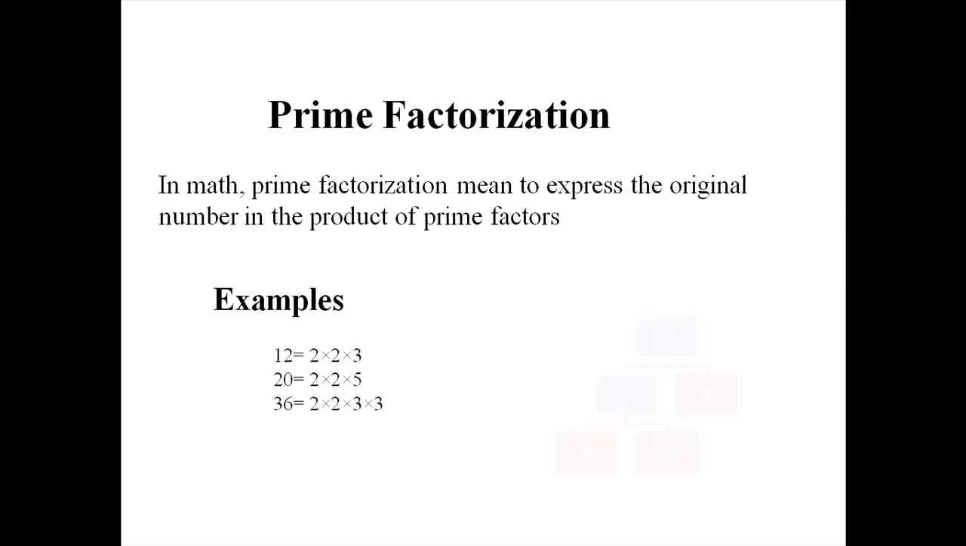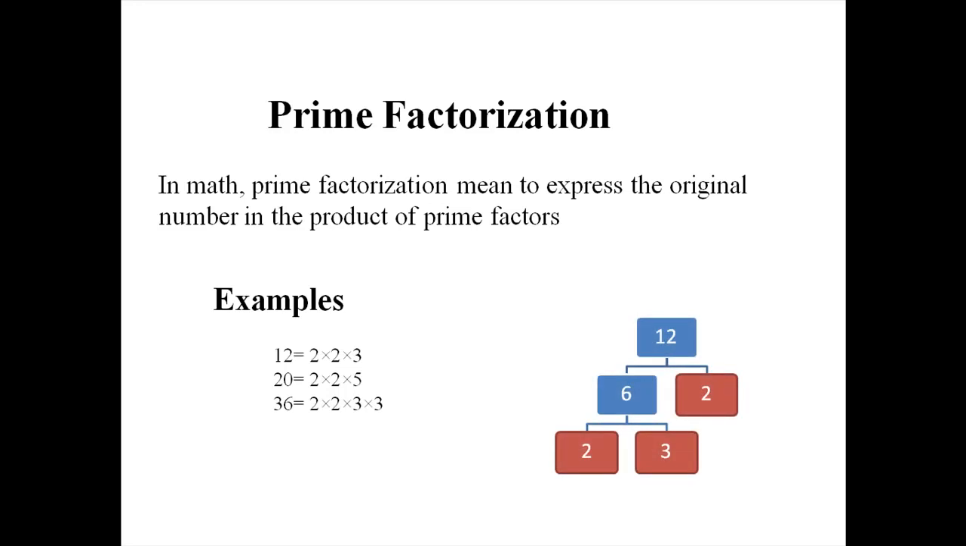The next method is called the tree method for prime factorization. In this method, we are going to make factors of a number. Like 12 has two factors, 6 and 2. As 2 is a prime number, I have written that in red color. Again, 6 has two factors, 2 and 3. So the red colored numbers are the prime numbers and they are the factors of 12.